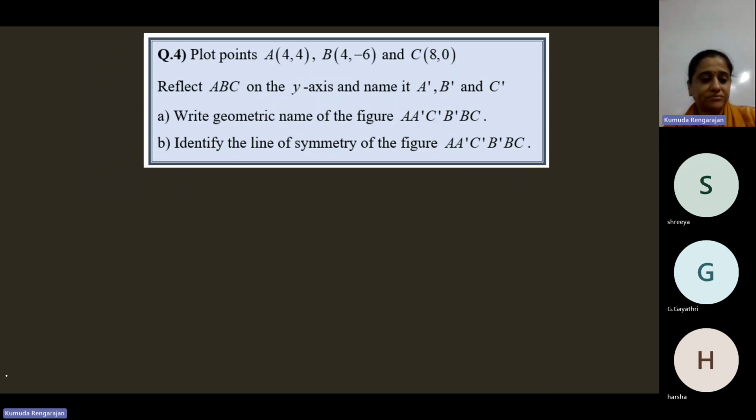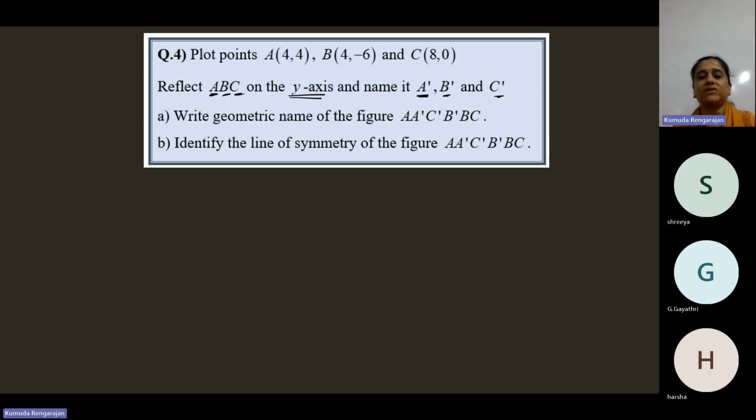See, when you reflect A using a y-axis as the mirror, the image, you call it A dash. The image of B, you call it B dash. And the image of C, you call it C dash. Now tell me, how many points do you have on the graph paper now? 6 points. Because you first marked A, B, and C, 3 points. Then using y-axis as the mirror, you've reflected these 3 points. So now you have 3 plus 3, 6 points.